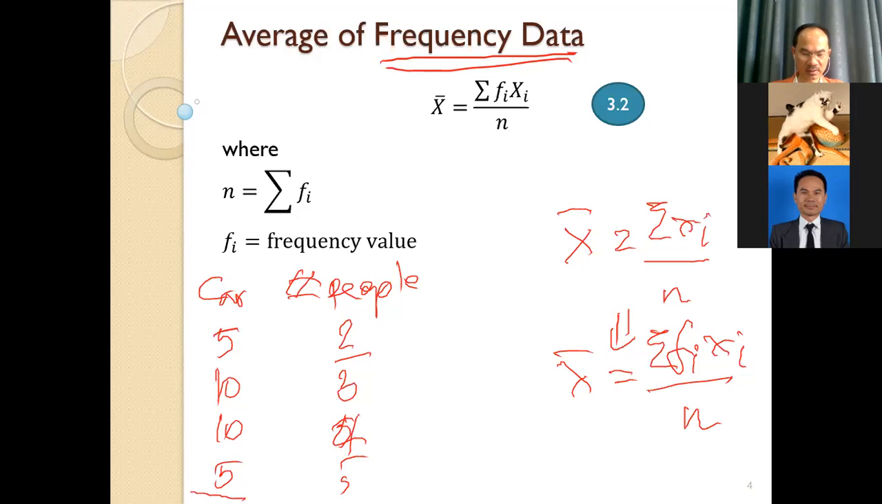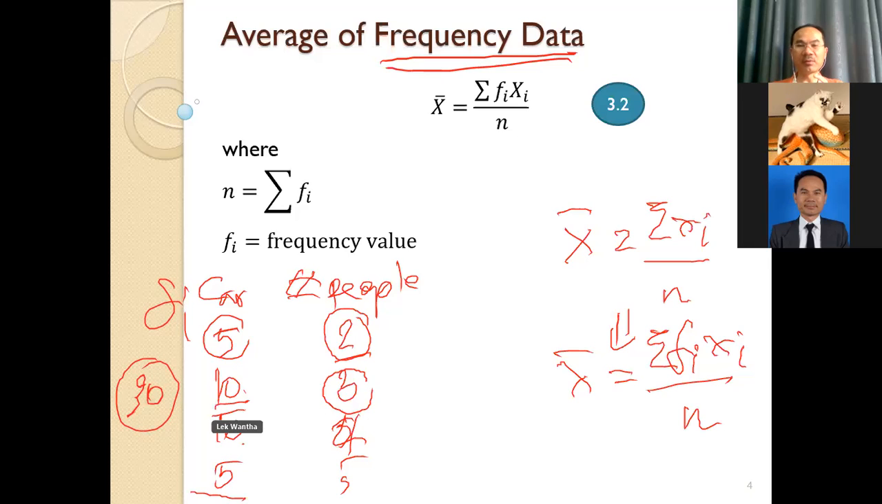We have a total of 10, 20, and 30 cars. That's right, 30 cars. For the cars with 2 people in the car, we have 5 cars. For 3 people in the car, we have 10 cars.